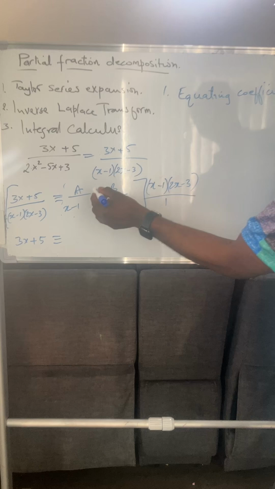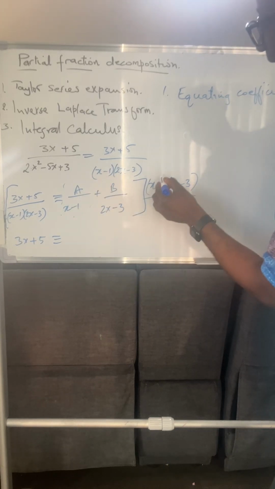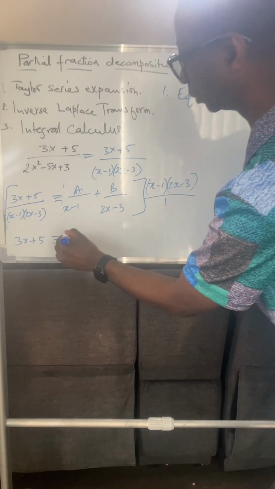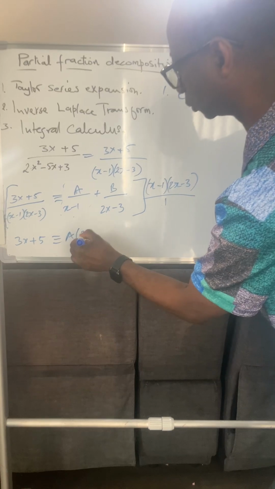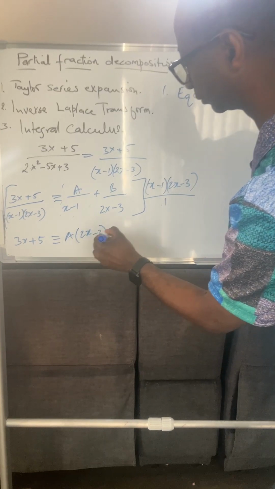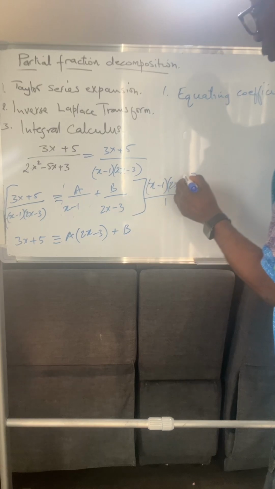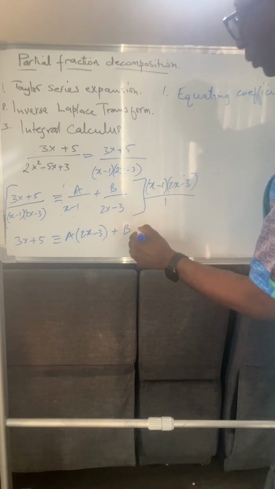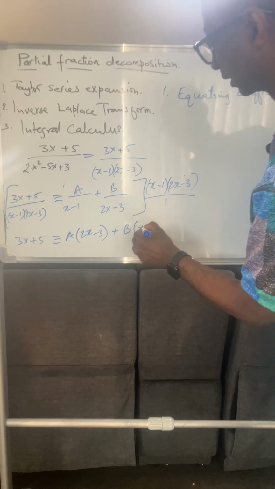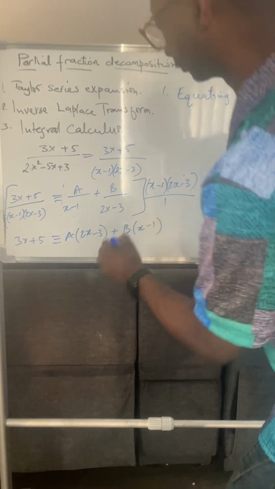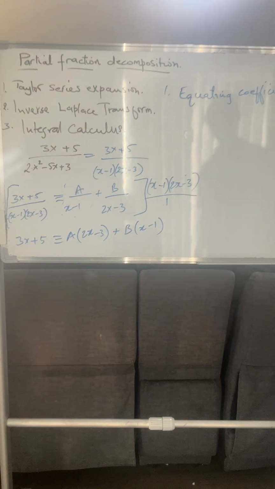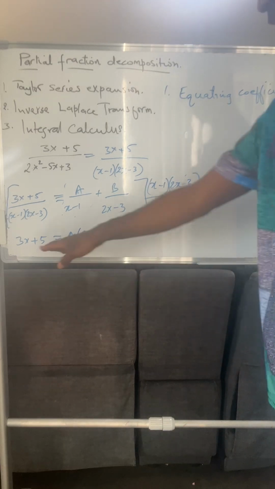And then, when you multiply this by this one, this will cancel this. So what will remain, you will have a into 2x minus 3 plus. And then this one here, you will have b. The 2x minus 3 will cancel. So we just have b into x minus 1. So this is what you get.